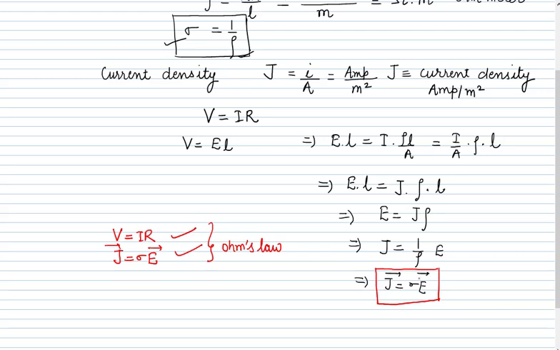Now here I have said that this current density is a vector quantity and electric field, as we know, is a vector quantity, and the sigma is obviously a scalar quantity. So if this current density is a vector quantity, what about the current I? Is it a vector quantity or a scalar quantity? V is equal to IR is the scalar form and J is equal to sigma E is the vector form. Although I is a vector, we consider it as a scalar because it does not follow the properties of vectors.